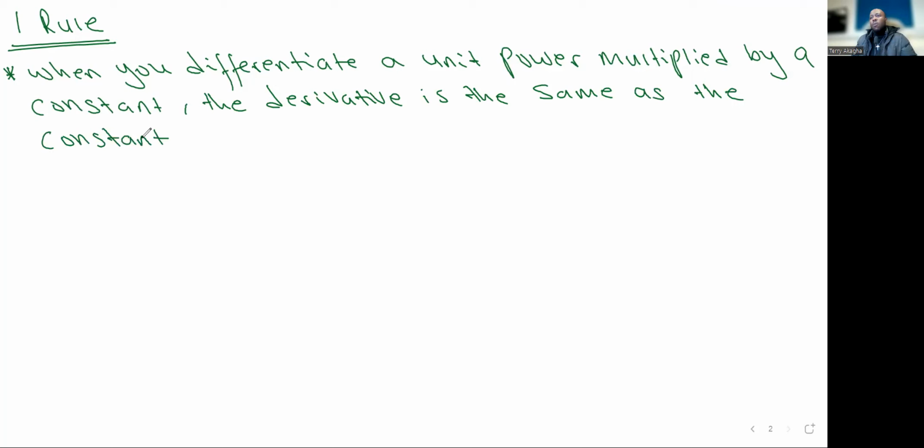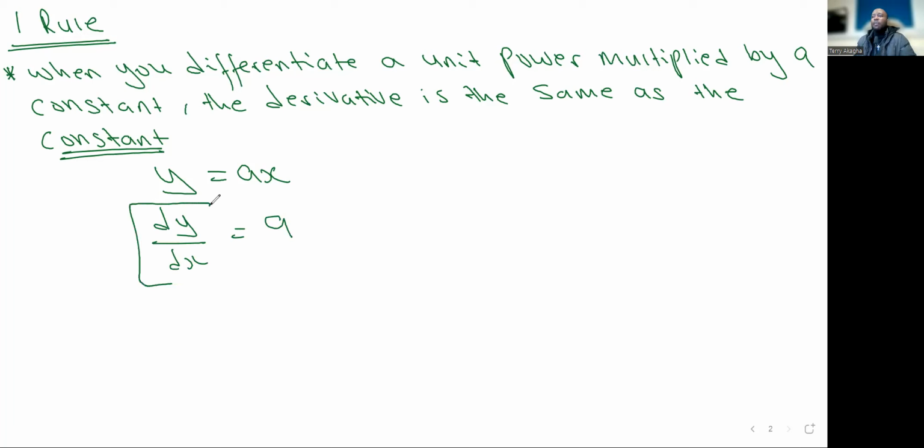So what we are saying is that when you have, for instance, y is equal to a x raised to power 1, when you differentiate, dy over dx for this, the answer is going to be equal to what? a, the constant. Also, you can use the power rule here.